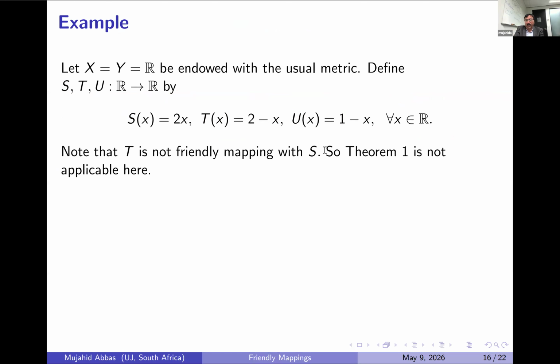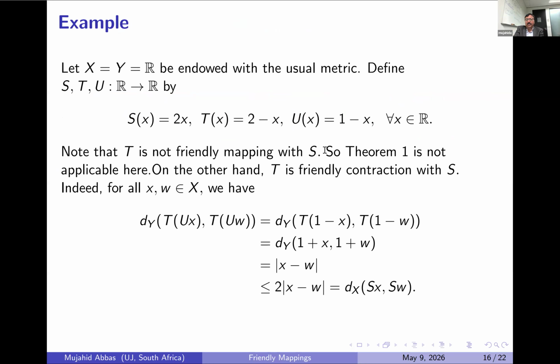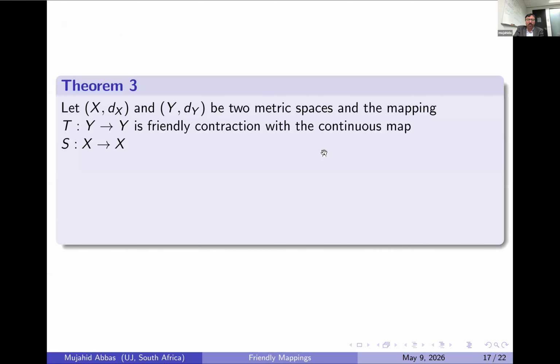So here is the example where T is not a friendly mapping with S. So theorem 1 is not applicable over here, but this is a friendly contraction. So we have seen that this mapping is not friendly to S, but is a friendly contraction.